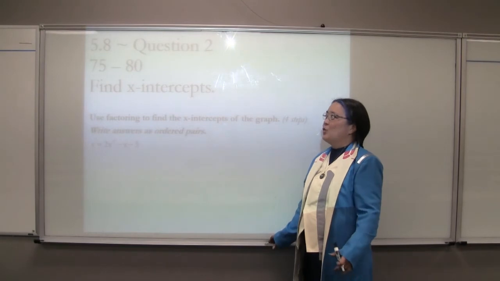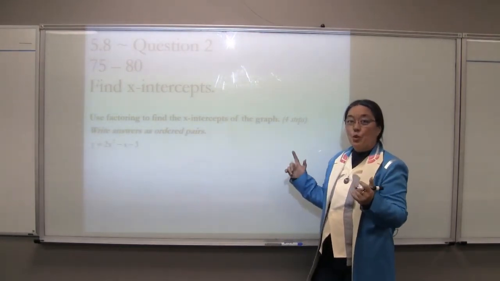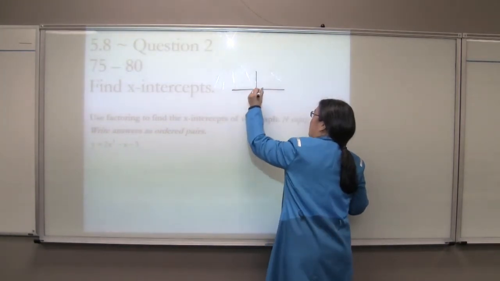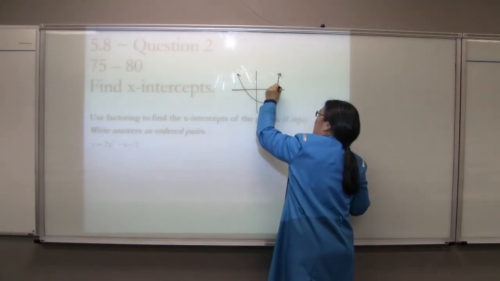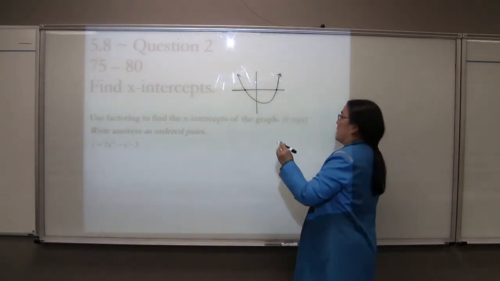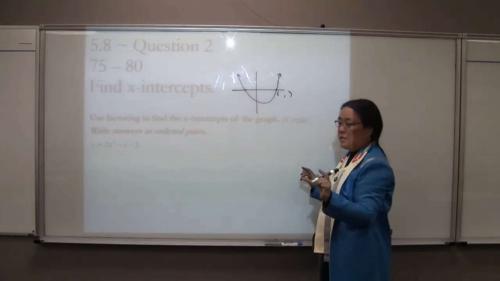Chapter 5, Section 8, Question 2, Finding X-Intercepts. If we think back to Chapter 3, we learned about x-intercepts. X-intercepts are where a graph, like a parabola, crosses the x-axis. So this is an x-intercept. And something we learned about this is that something has to equal 0.